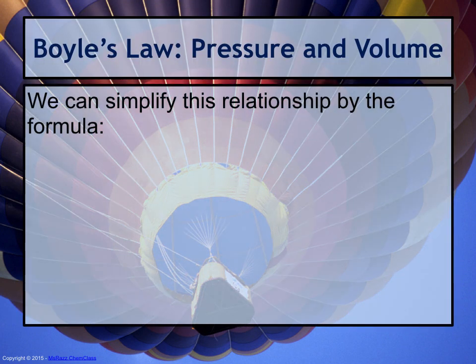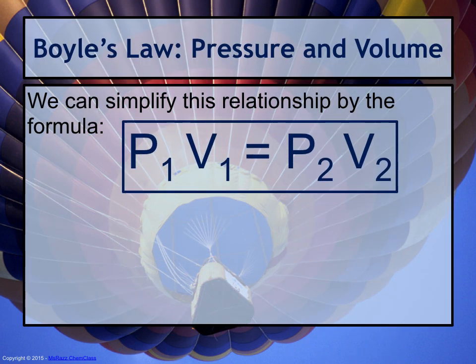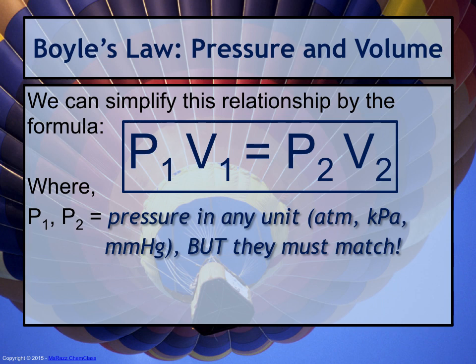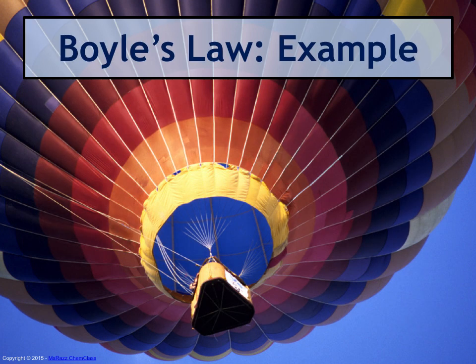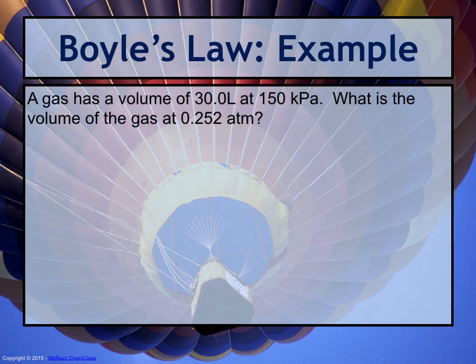We can simplify the relationship using this formula here: P1V1 equals P2V2, where P1 and P2 are the pressure, and the pressure can be in any unit. That's ATMs, kilopascals, millimeters of mercury, but they have to be the same on either side. And V1 and V2 are the volume, again in any unit, typically liters or milliliters, but they have to be the same on both sides. So let's look at an example of one of these problems.